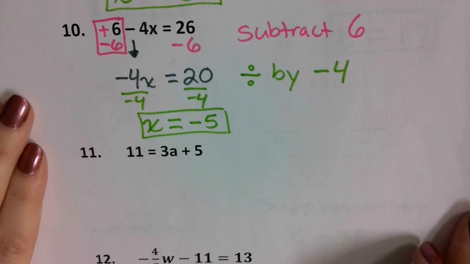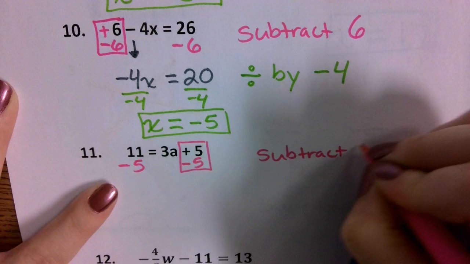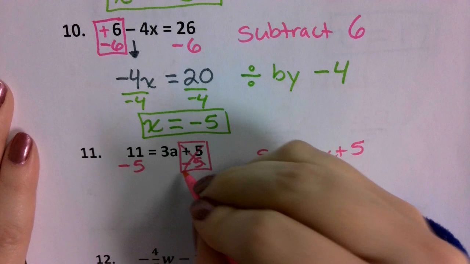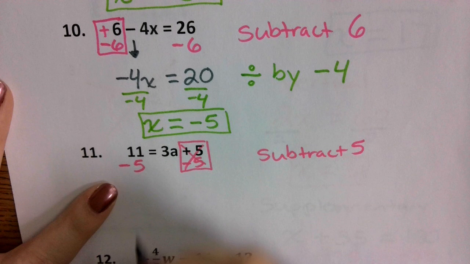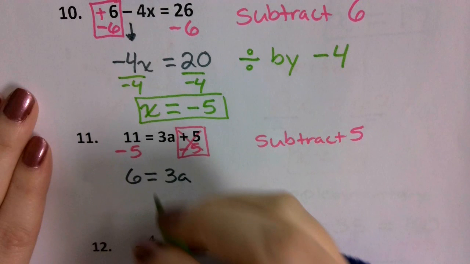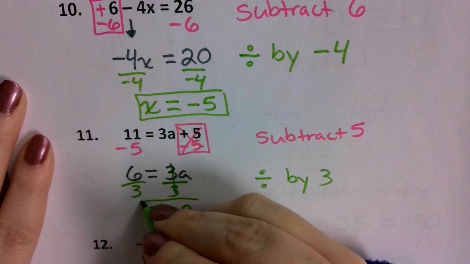Problem number 11. My constant is a positive 5. So I'm going to subtract 5 from both sides. The 5's are going to get canceled out. 11 minus 5 gives me 6. So we have 6 is equal to 3a. We're then going to go ahead and divide both sides by 3. The 3's will cancel out, and we'll get a is equal to a positive 2.